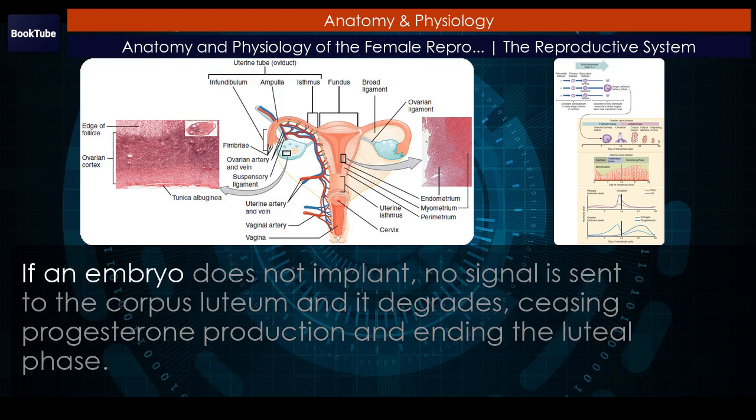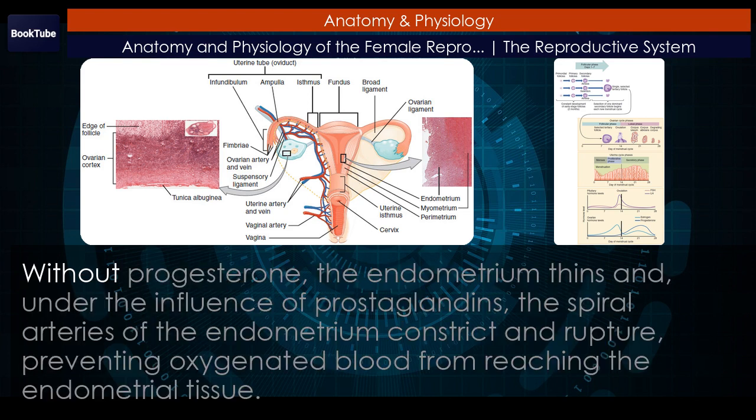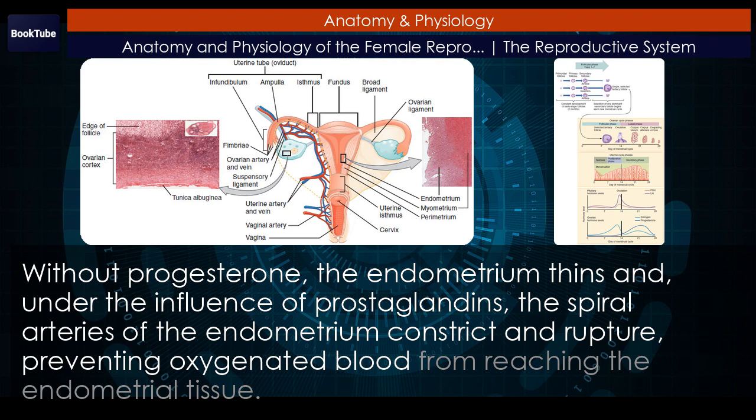If an embryo does not implant, no signal is sent to the corpus luteum and it degrades, ceasing progesterone production and ending the luteal phase. Without progesterone, the endometrium thins and, under the influence of prostaglandins, the spiral arteries of the endometrium constrict and rupture, preventing oxygenated blood from reaching the endometrial tissue.